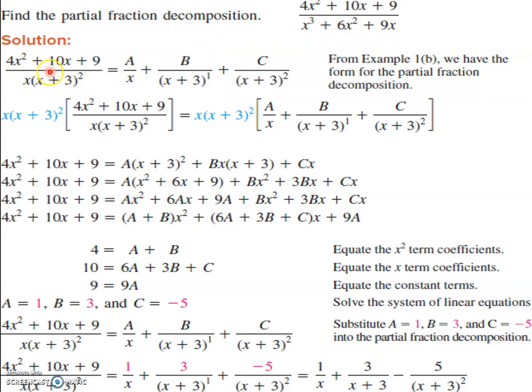So 4x square plus 10x plus 9. If I take x common, then what is remaining? x square plus 6x plus 9. What is the factor of x square plus 6x plus 9? Yes, right. It is exactly (x plus 3) into (x plus 3).